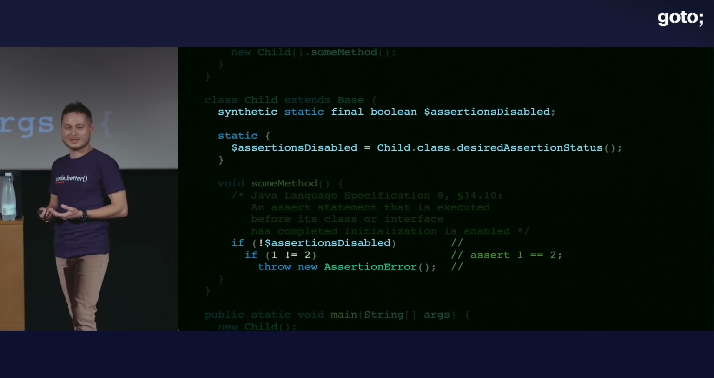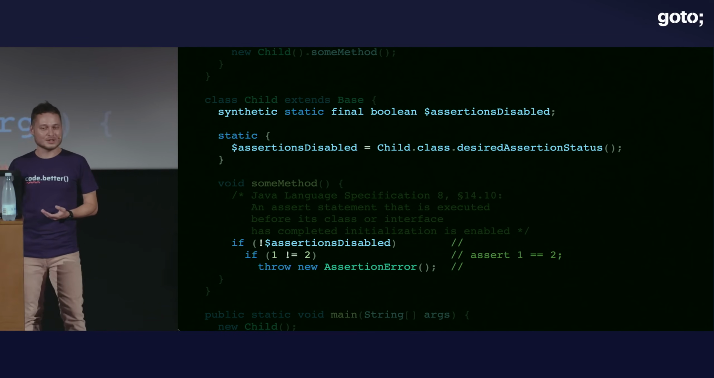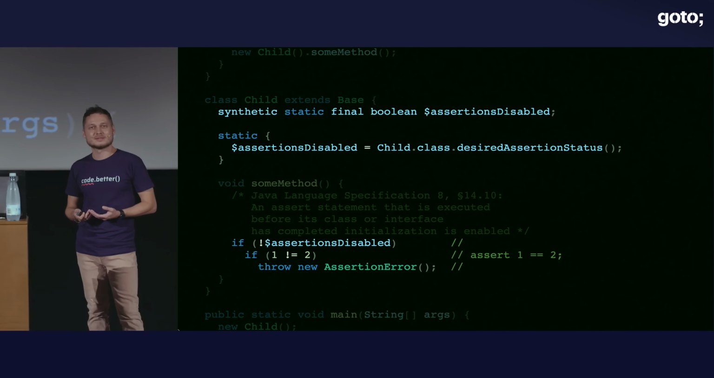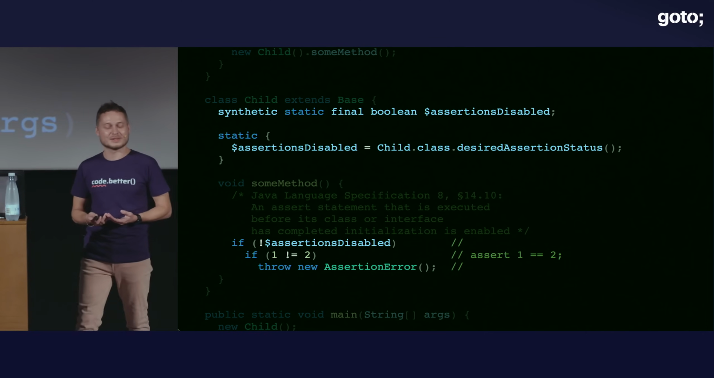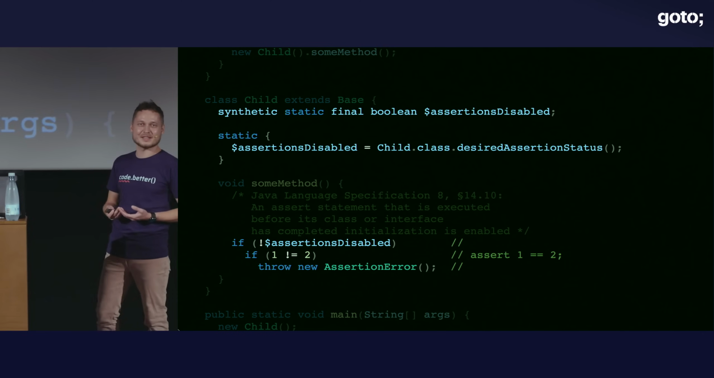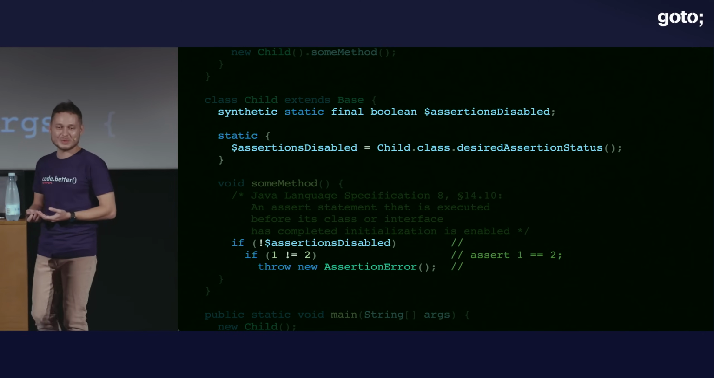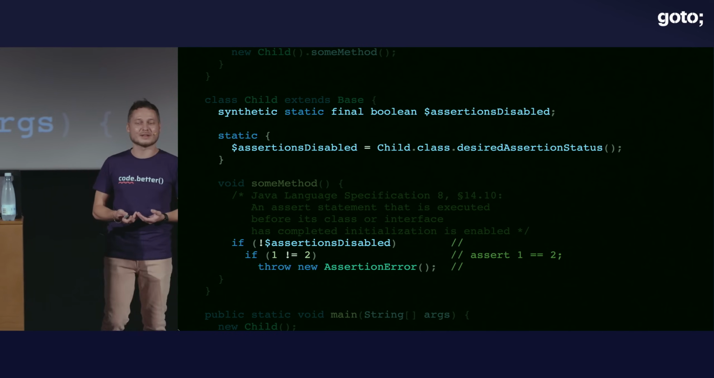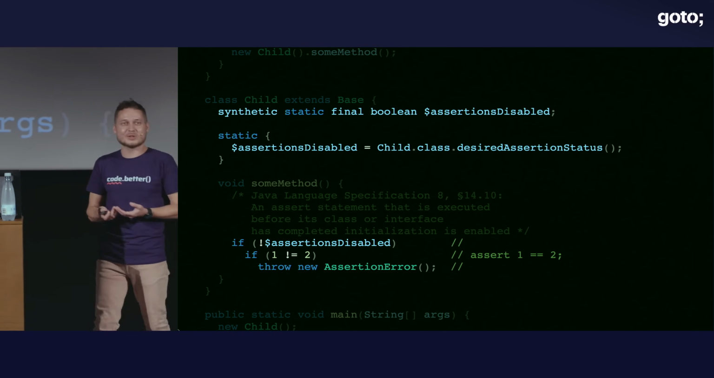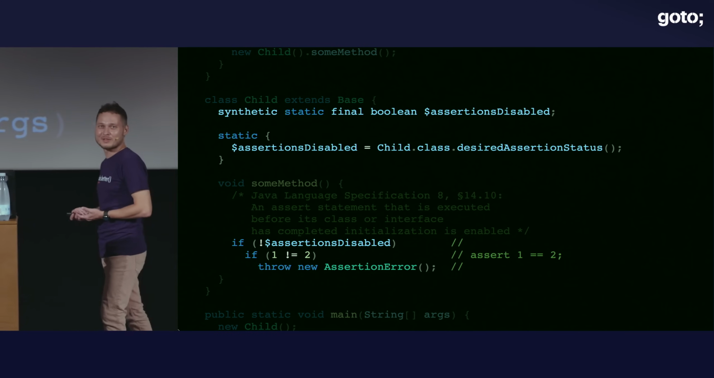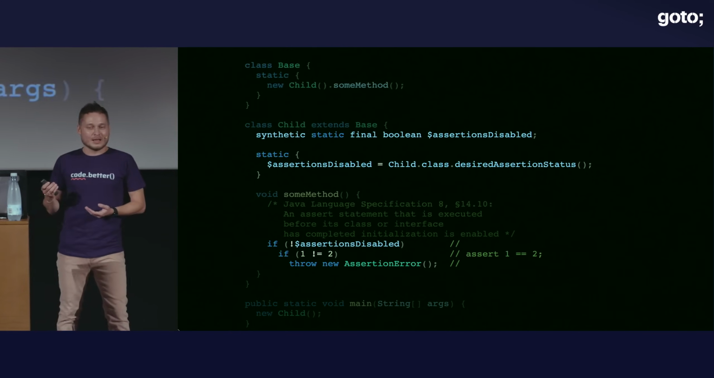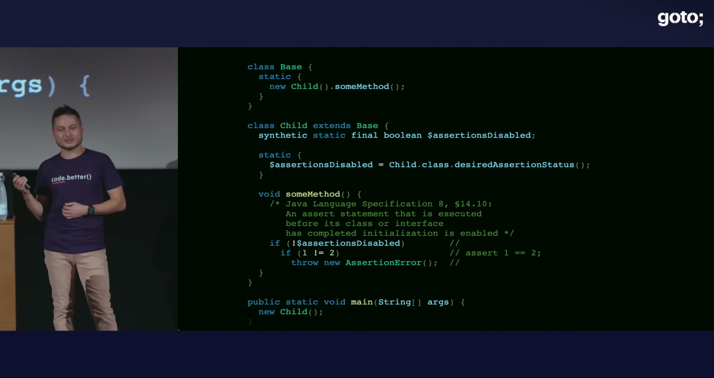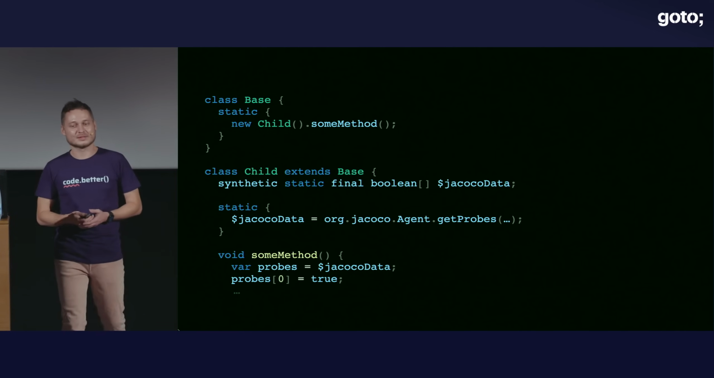So when the class is not initialized, the condition if not assertions disabled turns true. And it's always enabled. That's why the Java language specification says that it's always enabled. This is an implementation detail. This is just a quirk of how assertions were implemented in the Java compiler. But because of this quirk, they have to put this in the Java language specification. If you look at this code, it is exactly the same code that we use in JaCoCo. Look, it's exactly the same.